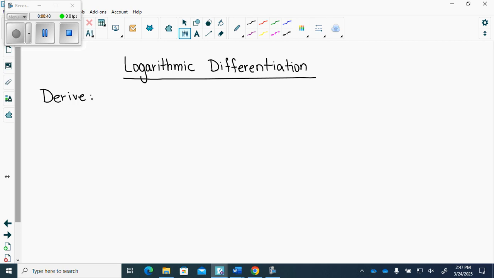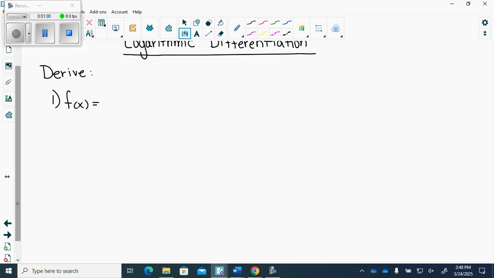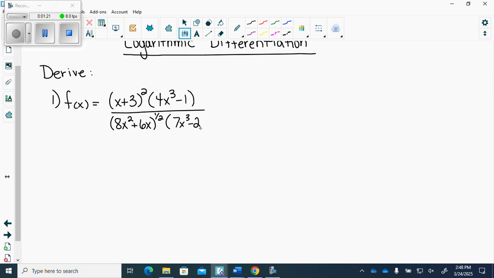Okay. There are two types of logarithmic differentiation situations where you're going to have to use it. One of them is when you have a really ugly looking quotient rule. So, number one, say I give you f of x equals (x plus 3) squared, (4x cubed minus 1), all over (8x squared plus 6x) to the half times (7x cubed minus 2) to the 3.